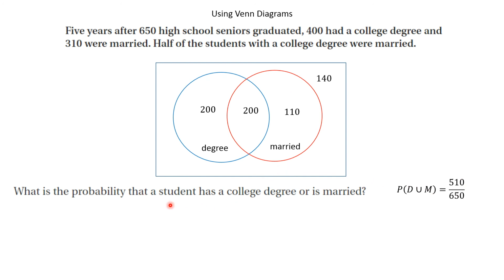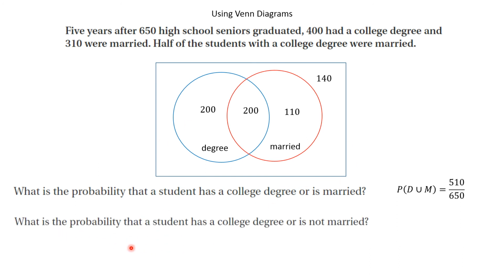I mentioned there'd probably be more than one question here. Once you have this set up, another question. What's the probability a student has a college degree or is not married? So we have all of them with college degrees. That's 400. And then all of them who are not married, outside of the red circle, would be an extra 140. So we have our 400 plus 140 is 540 over 650.